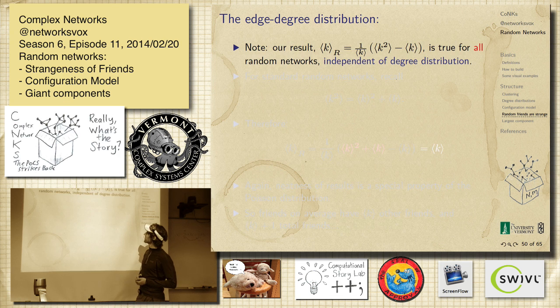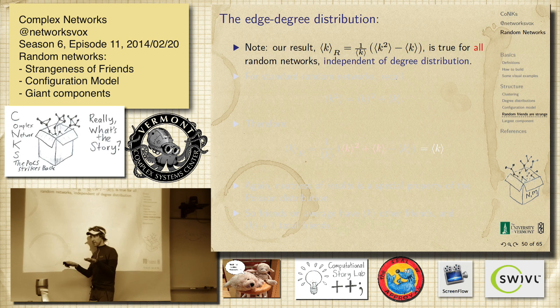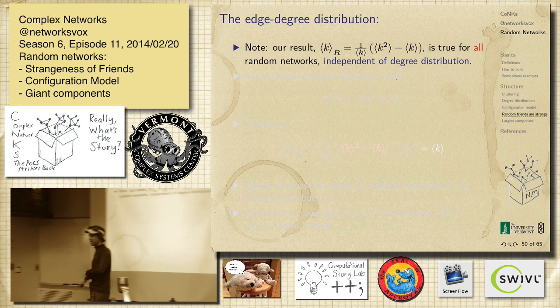Okay, so we have this guy. It doesn't matter what the degree distribution is. This is just for p sub k. It could be anything.